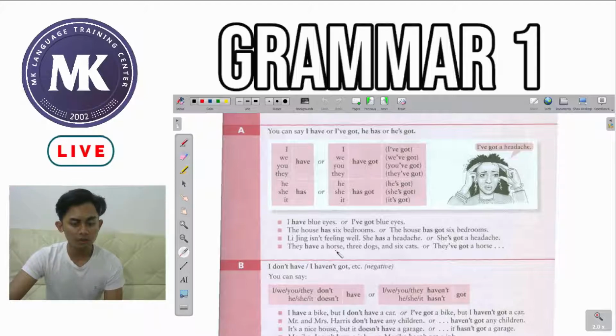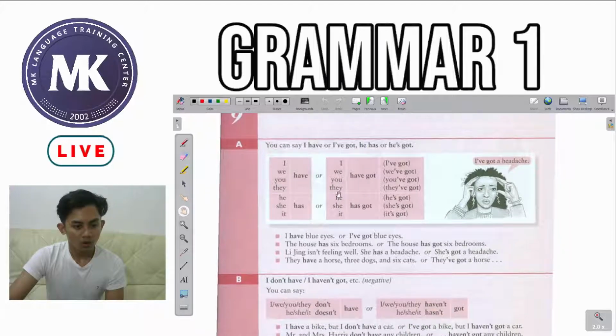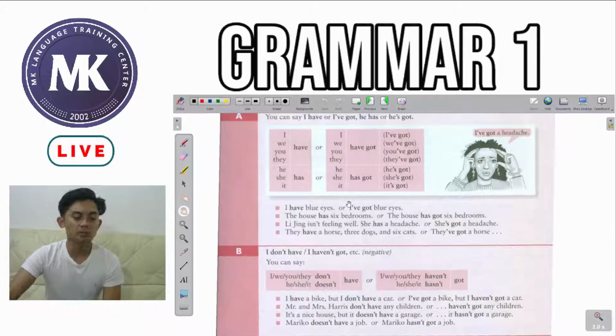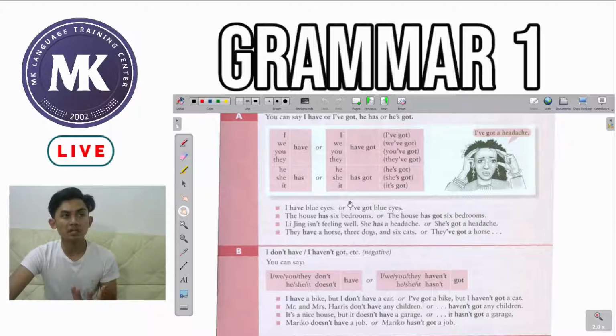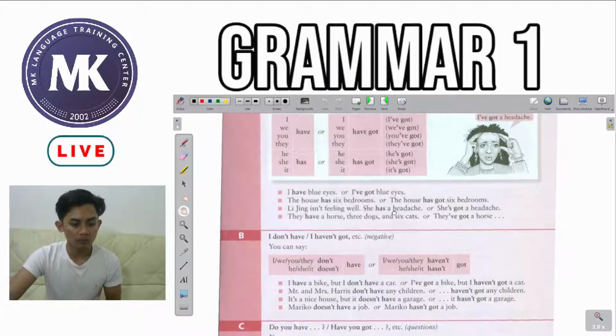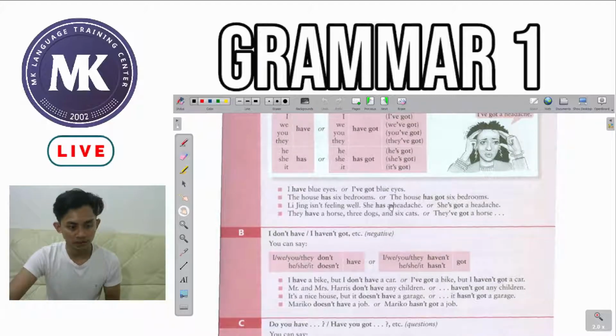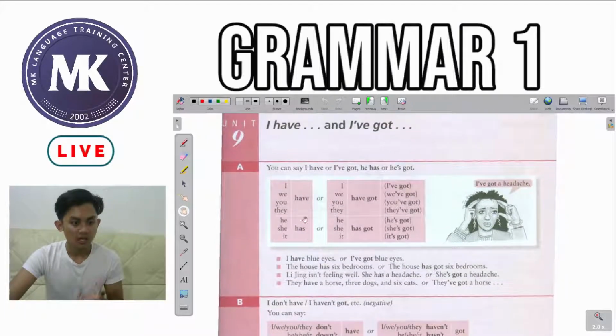Okay, so now we've learned the structure of creating a sentence using have and has. Now we have to learn when we use this type of be verb. We usually use these be verbs when we talk about something that we own or something that we feel. So, remember, we use I have and I've got to show ownership of something, or how we feel about something.